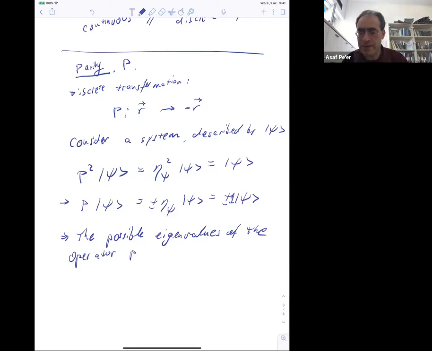Is there anybody here that is not familiar with these basic concepts of quantum mechanics, eigenvalues, etc.? Is there anybody like that here? No. Okay, I'm glad.